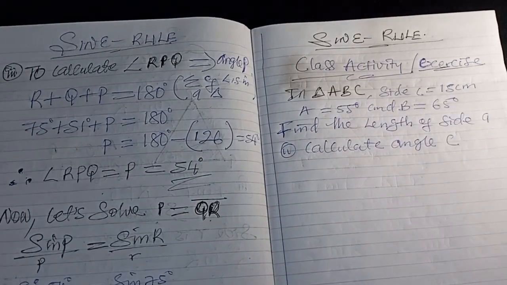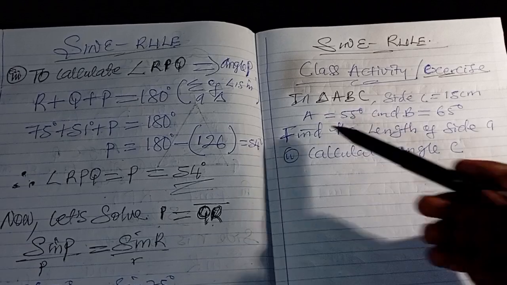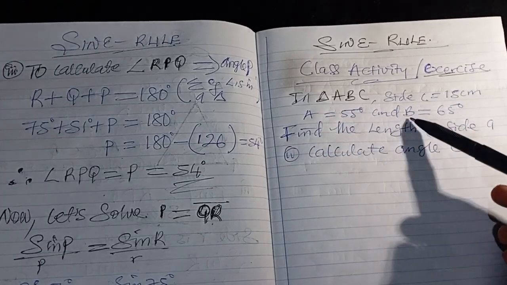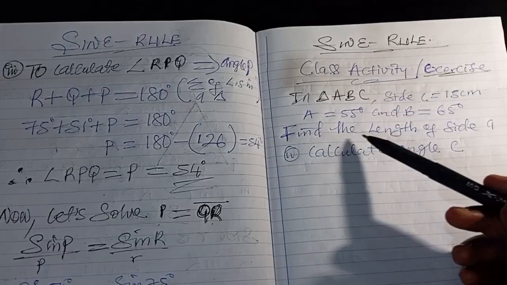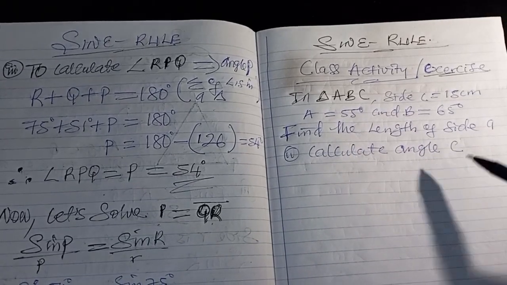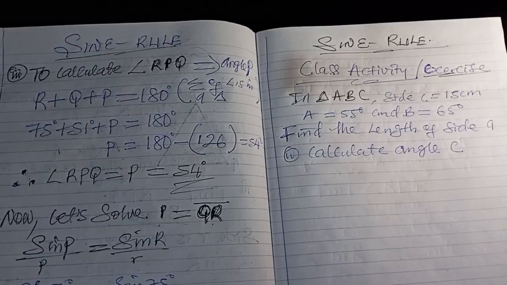Good. So we have here in triangle ABC, side c is 15 cm, A is 55, and B is 65 degrees. Find the length of side a. Calculate angle C. So solve this and share your answer in the comment section.